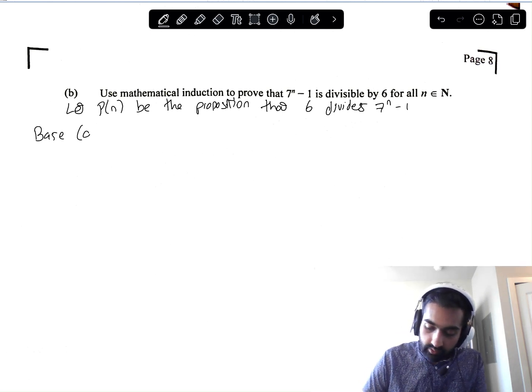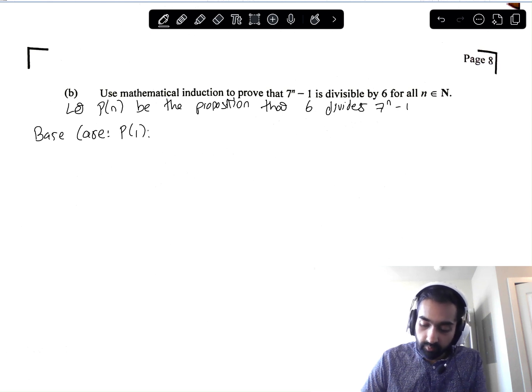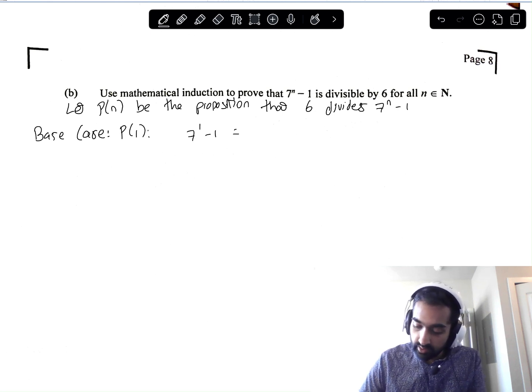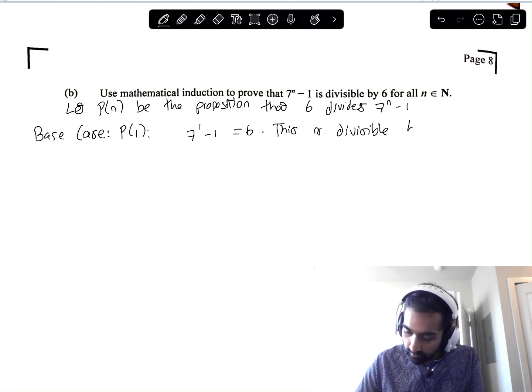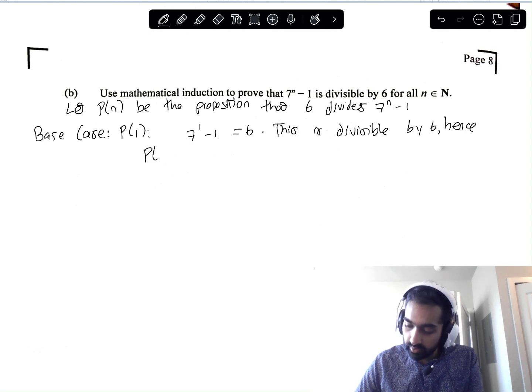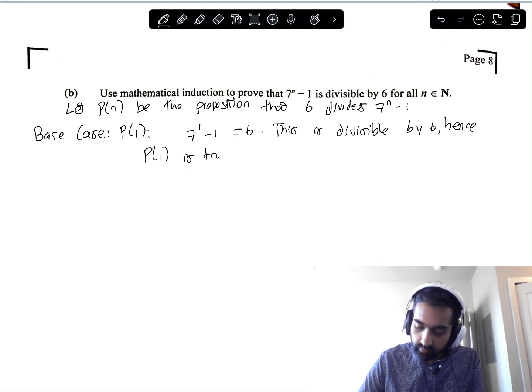So the first thing in an inductive proof is the base case. So that'll be P of 1. Well, 7 to the 1 minus 1 is equal to 6. This is divisible by 6, obviously, right? Because 6 over 6 is just 1. So then we could say P of 1 is true.